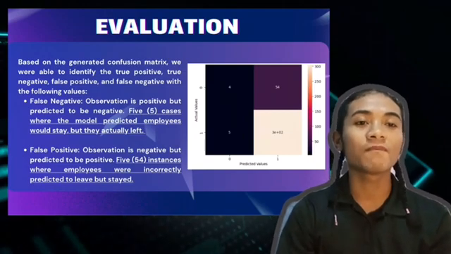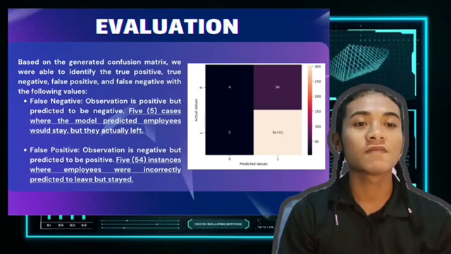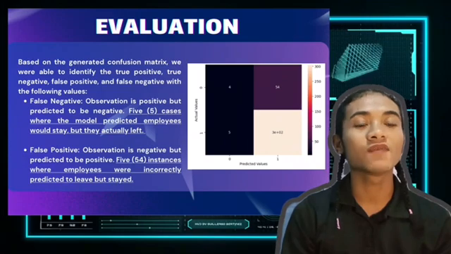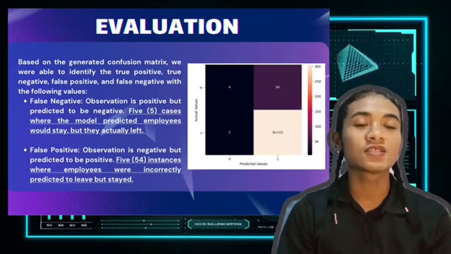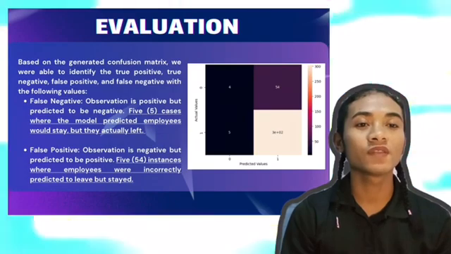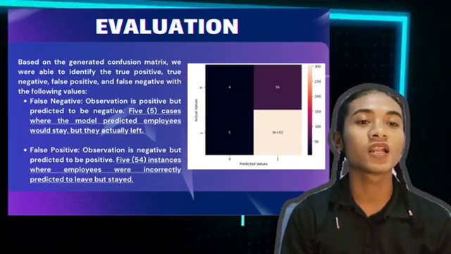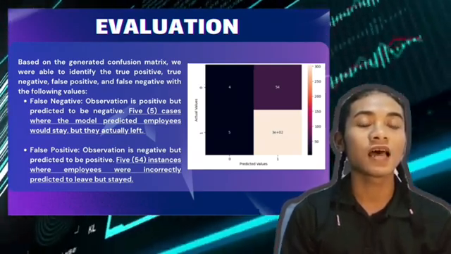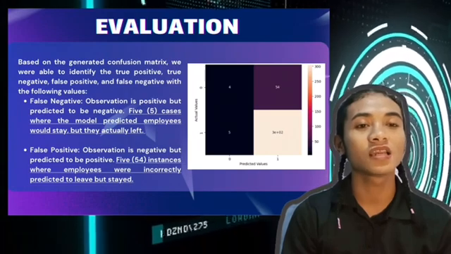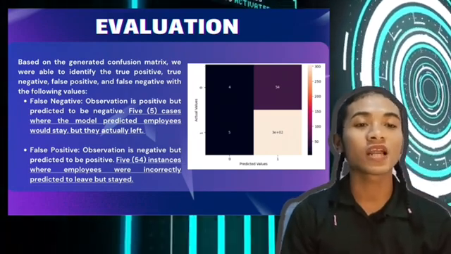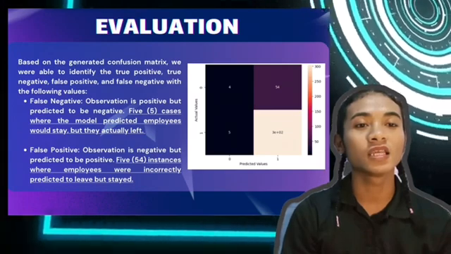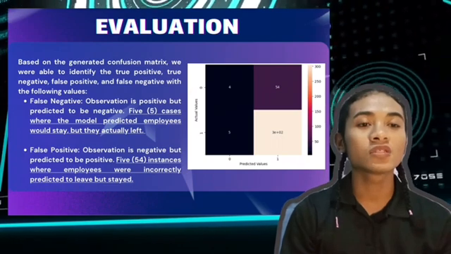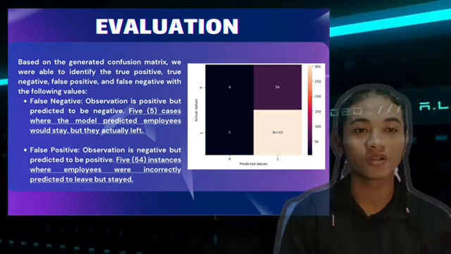So lastly is the false positive. False positives are when the model predicts that the employee will leave the company, but actually they stay. So there were 54 instances where the employees were incorrectly predicted to leave the company, but actually they stayed in the company. By understanding these 4 categories, we can better evaluate the model's performance and determine where improvements can be made so that it can reduce errors in predicting employee behavior.